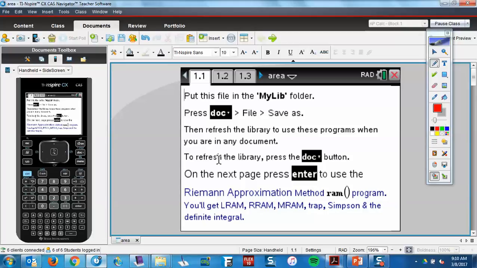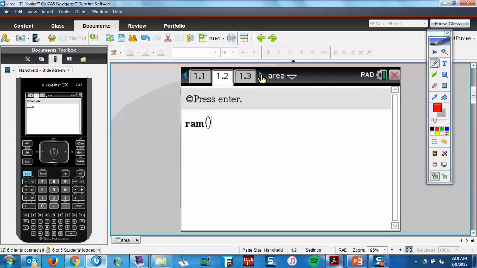Yeah, you're in it. So if you're on this page, okay, now go to the next page where it says RAM. This is the page you'll pretty much stay on. Now, RAM stands for Riemann Approximation Methods. Technically, it's not Riemann or rectangles because trapezoid and Simpson are in there too, and trapezoid and Simpson are not rectangles, remember? But anyway, that's fine. So hit enter, and what this is doing is running this program.